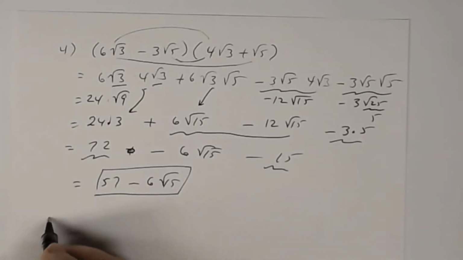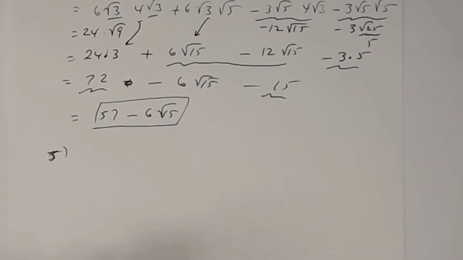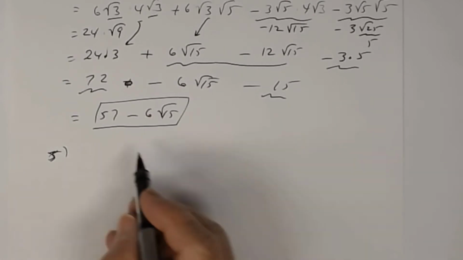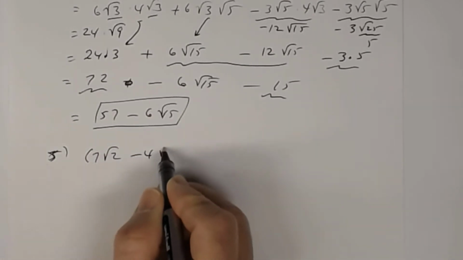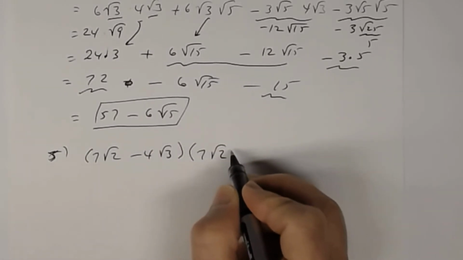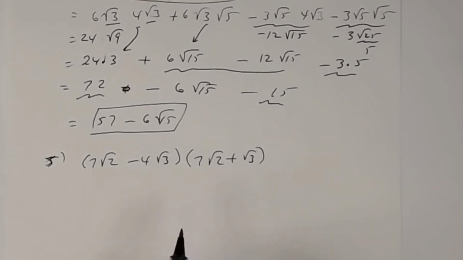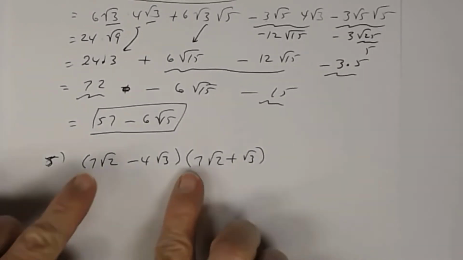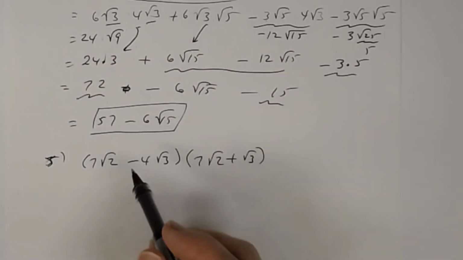All right, let's look at number 5. So number 5, let's suppose we had 7 square root of 2 minus 4 square root of 3 times 7 square root of 2 plus the square root of 3. All right, so same approach. Again, if you have to do each part individually, like we did here, then go ahead and do that.